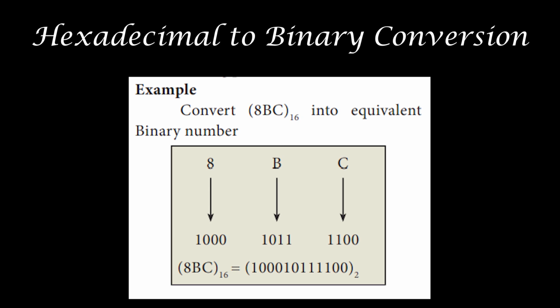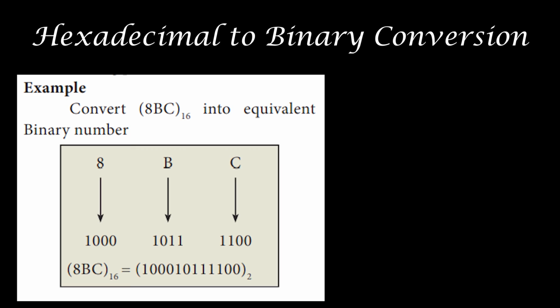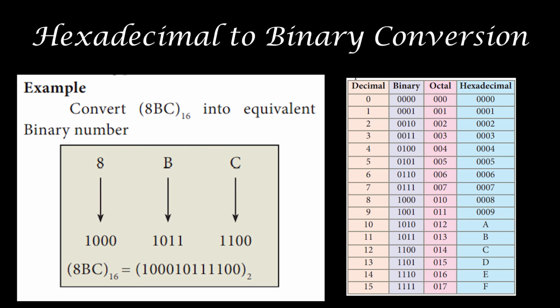8 means 1000. B means 1011. C means 1100, right? So we are writing the 4-digit binary equivalent for each hexadecimal digit, considering it as a single digit. 8, B, C: 8 we are writing, B we are writing, C we are writing, and at last we take them together, and that is the binary equivalent. That means 8BC is 1000 1011 1100, right? So this is the hexadecimal to binary conversion.